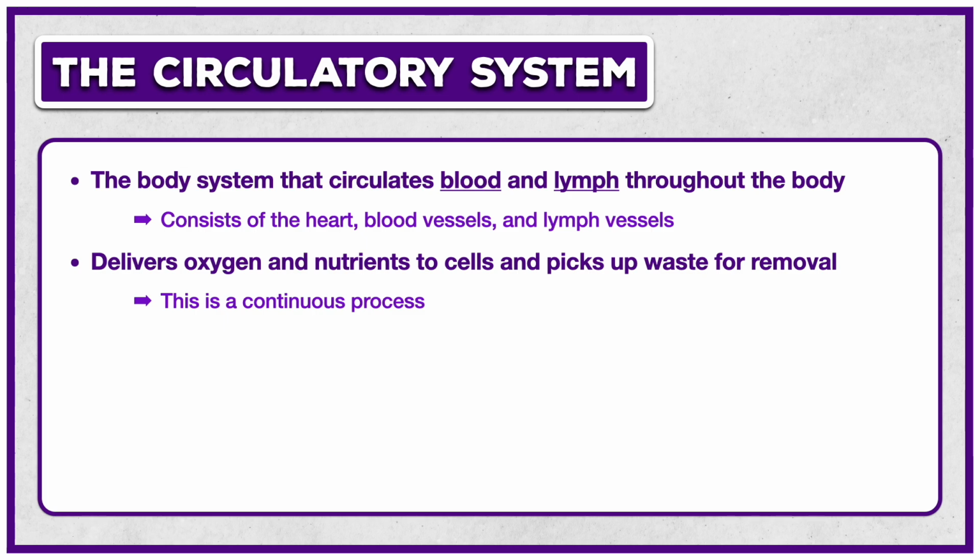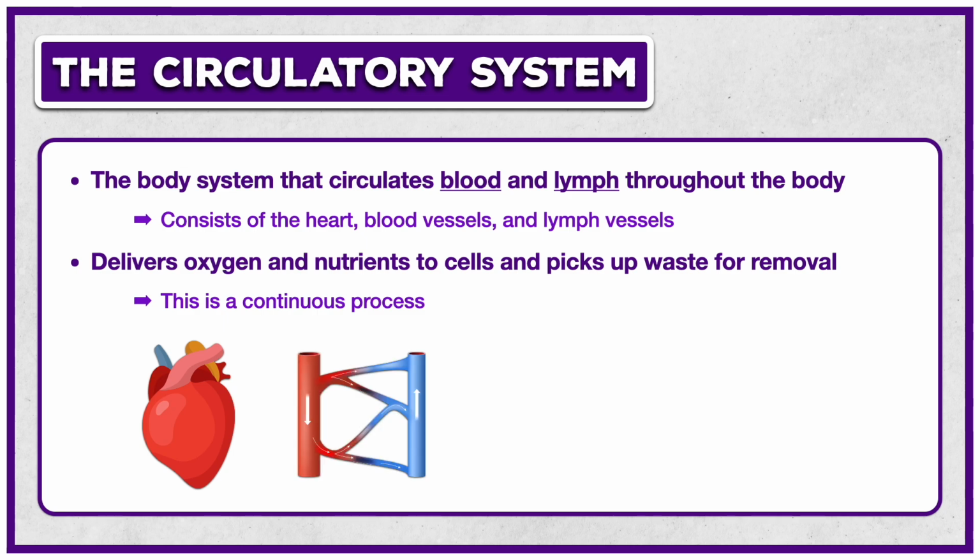This is a continuous process, meaning blood and lymph are circulating in their respective vessels at all times, delivering oxygen and nutrients and picking up waste, whether asleep or awake, eating or drinking, or sitting on the couch or exercising. The heart plays a critical role in pumping blood throughout the body. That blood gets carried in the blood vessels, with some vessels dedicated to pumping oxygenated blood away from the heart, and others dedicated to returning deoxygenated blood to it. The lungs are integral in this process since that is where the exchange of oxygen occurs.